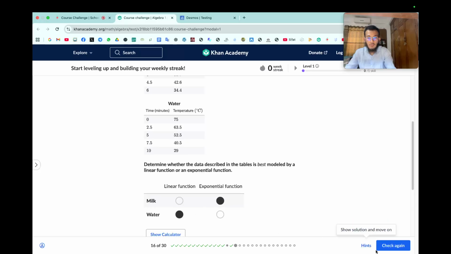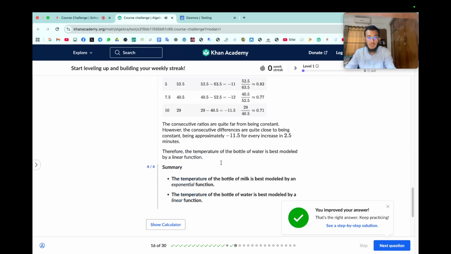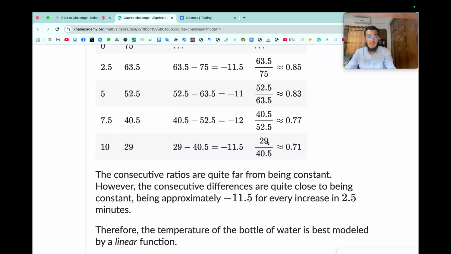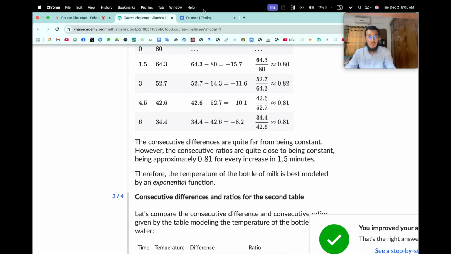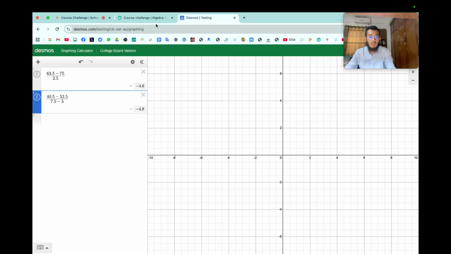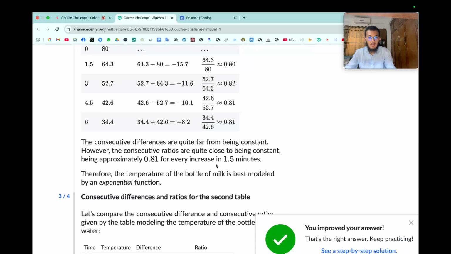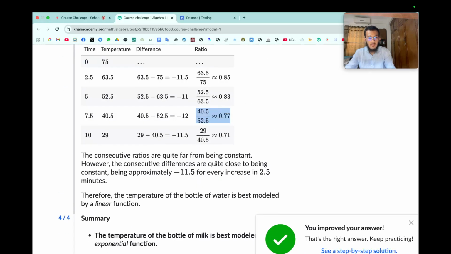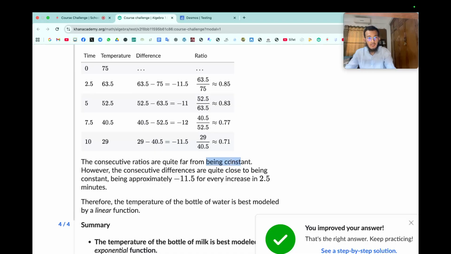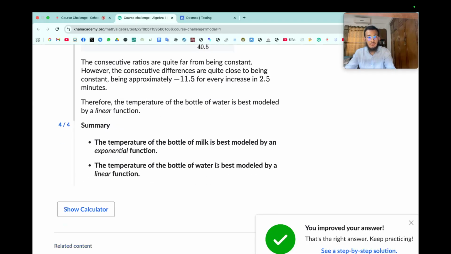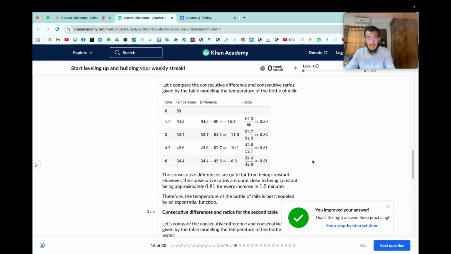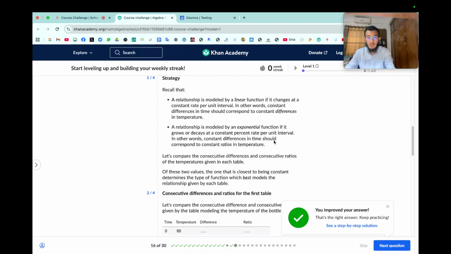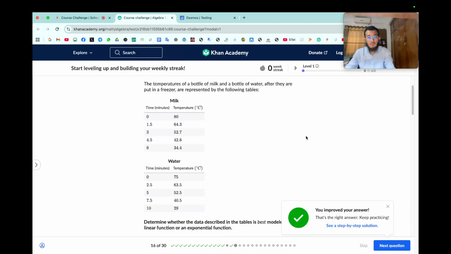Nope, water should be linear. But okay, it's almost the same. So 4.6 and 4.8, but previously it was a lot. So we have to perform the line of best fit. It's not exactly constant, but they are quite close to constant, approximately. So there we go. It could be best modeled by a linear function, even though they are not exactly the same, but approximately they are.